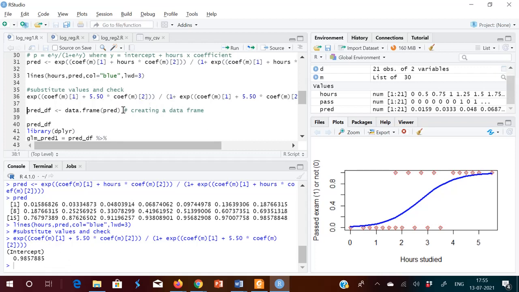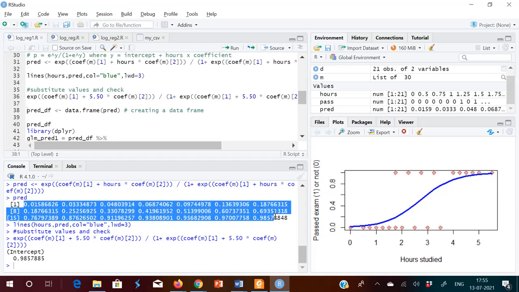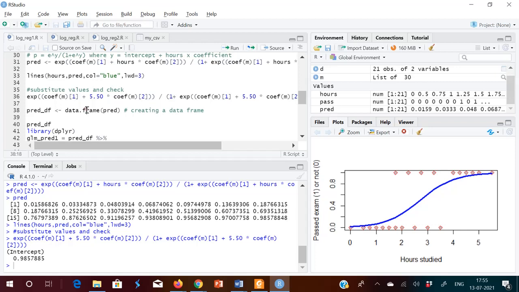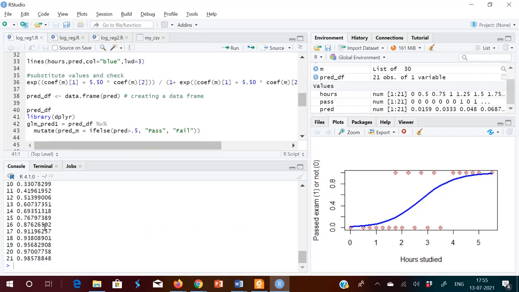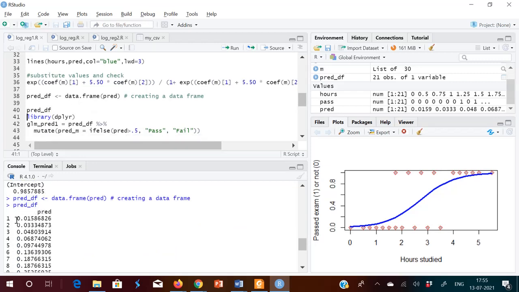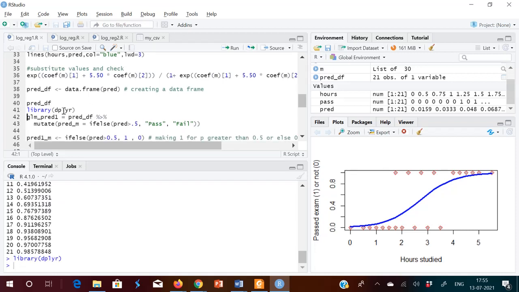Now I'm going to make a data frame from the probability values. This is the probability values we got. I'm going to make a data frame, and I will show you why I'm doing that. Now you can see what is in that. I made a data frame with this column name. Now I'm loading a library dplyr for using that. This is contained in that library.